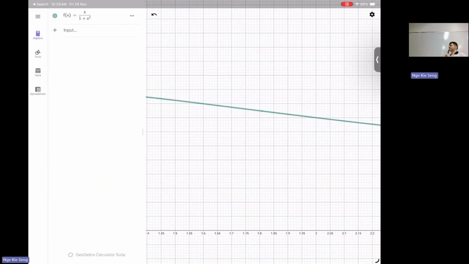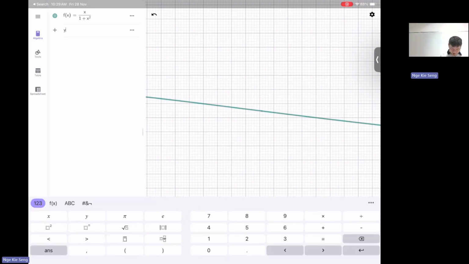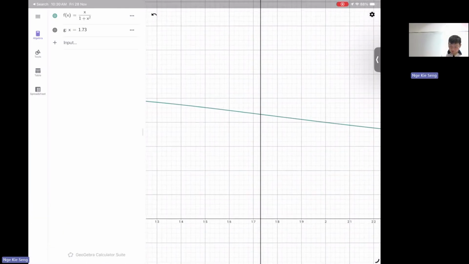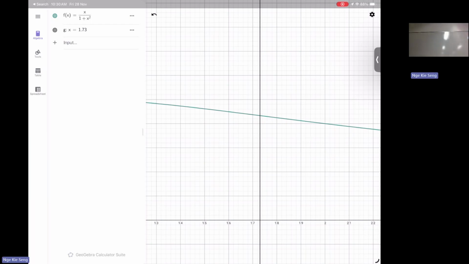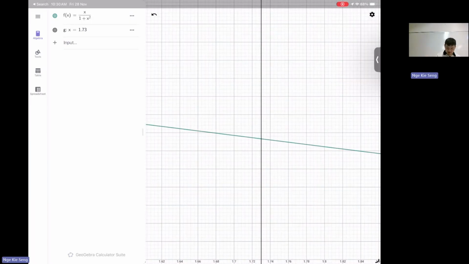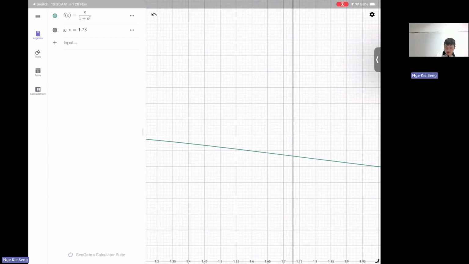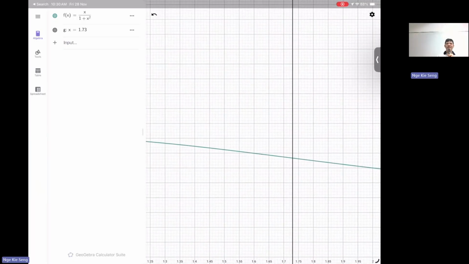Oh, I get what you mean. So x equals 1.7, something like that. Oh, yeah, x. Thank you. Okay, so this point here should split the tangent line from above to below. Can you kind of see it or not? Very subtle difference, I think. Very subtle. Almost linear.